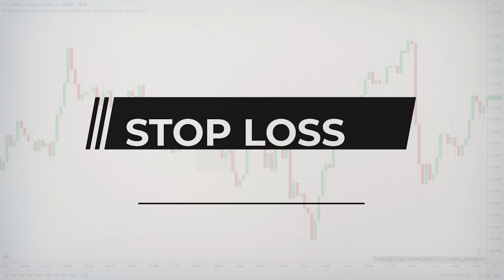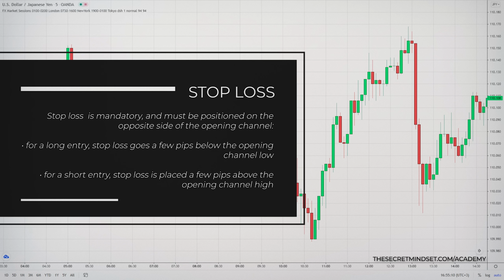Where to place the stop loss? Stop loss, which is mandatory, must be positioned on the opposite side of the opening channel. For a long entry, stop loss goes a few pips below the opening channel low, and for a short entry, stop loss is placed a few pips above the opening channel high.